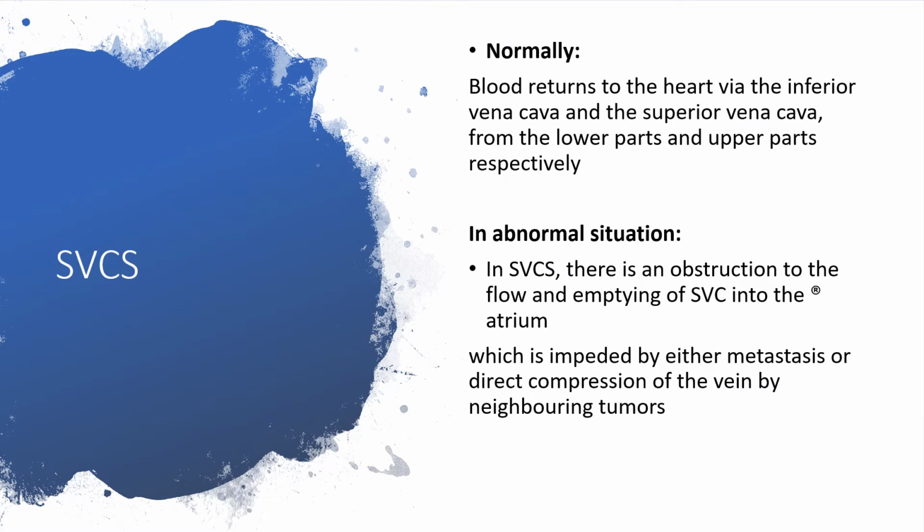Normally, before we get into the trouble of superior vena cava syndrome, blood will return to the heart via the inferior vena cava and the superior vena cava, that is, from the lower parts of the body and upper parts of the body respectively. In an abnormal situation like this very syndrome, there would be an obstruction to the flow and emptying of the superior vena cava into the right atrium. This could have been impeded by either metastasis or direct compression of the vein by neighbouring tumors.